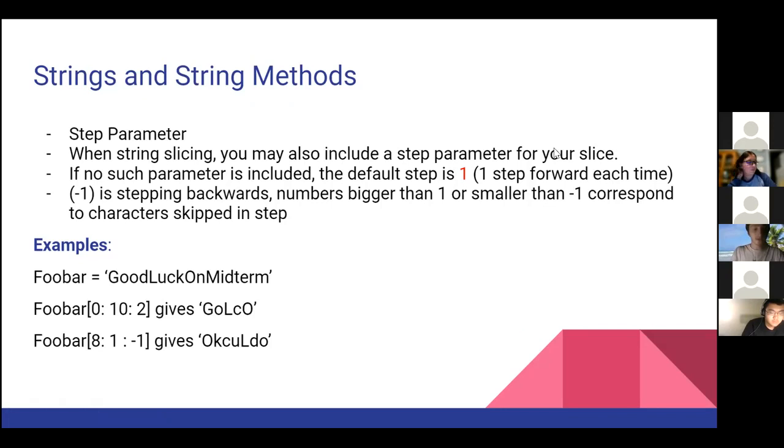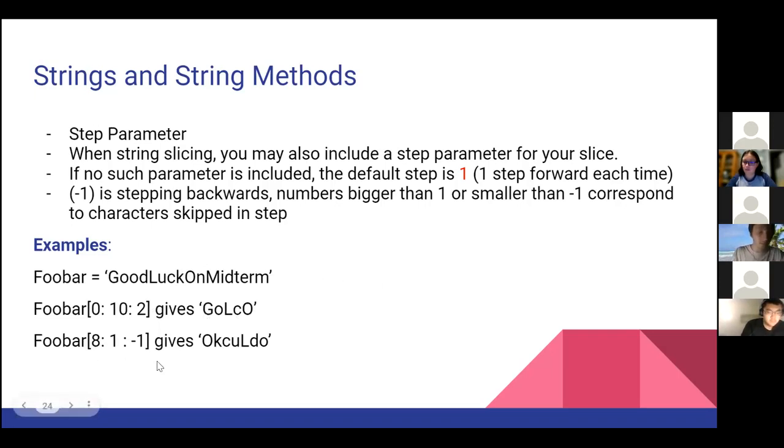So here are some examples. So we have good luck on midterm. And we start at 0 and we go up to, but not including 10. So we're basically looking at every second character. So we go G and then we go 1, 2, include that, 1, 2, include that, 1, 2, include that, and then 1, 2, include that. But we don't go farther because it does not go including or past 10.